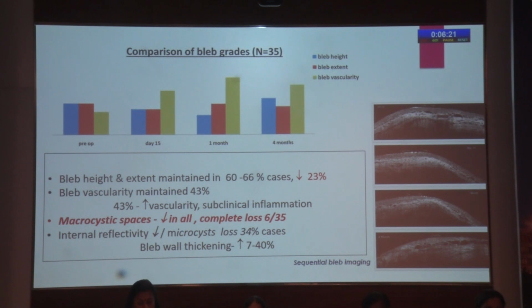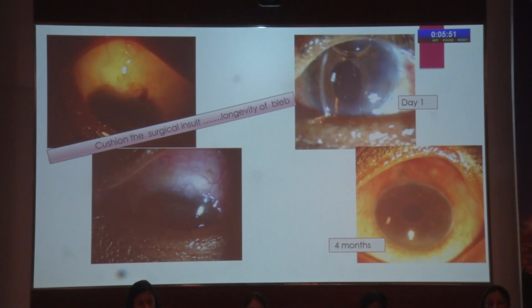However, despite the visco cushion, we did an ASOCT, and we found that macrocystic spaces, wherever they were present, decreased in all the patients, all the filtered eyes, whereas microcystic spaces reduced. Bleb height also was maintained in 66% of patients, but overall it was reduced by 23%. So even with all the precautions you take, the bleb height and the bleb extent do take a beating, so bleb functionality should be monitored more frequently and more consistently after doing a phaco surgery.